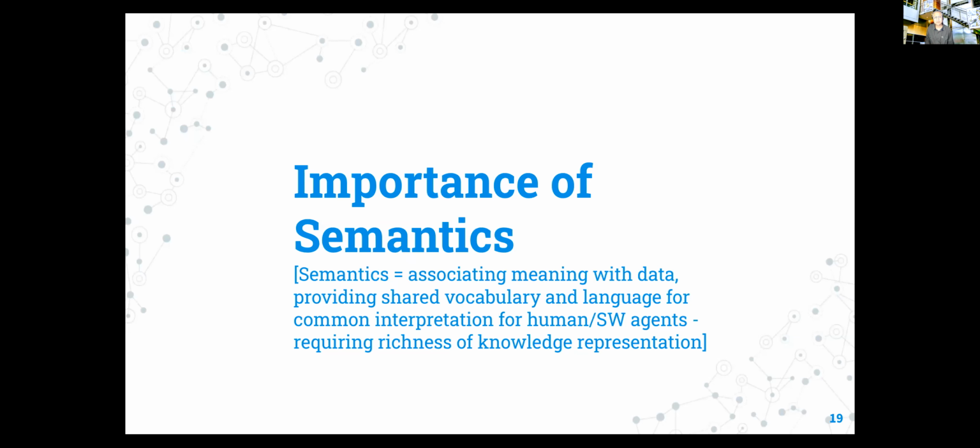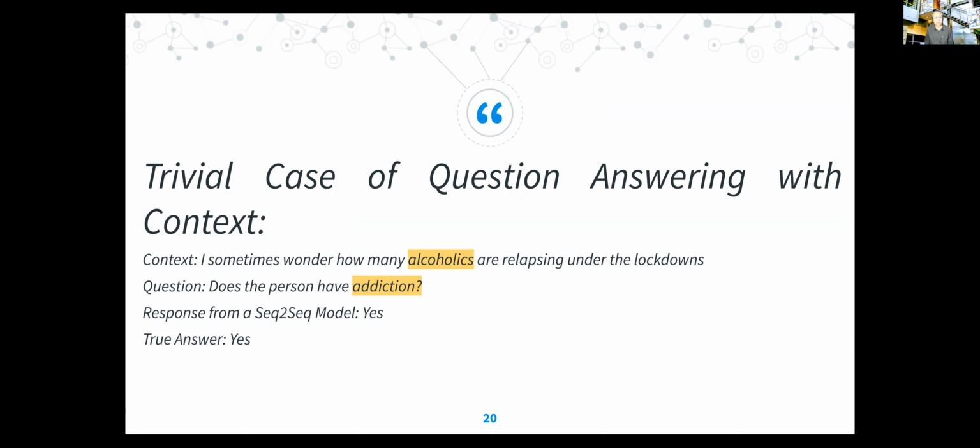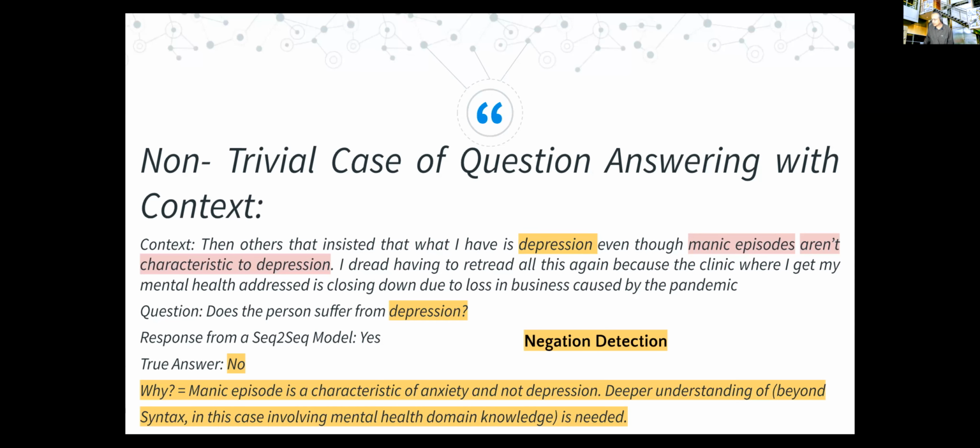Now let's look at semantics, association of meaning with data, and other things. This is a definition I used a long time ago, and many people have used it. Take a simple example of question answering, and the question is, does this person have addiction? The answer is yes, using a sequence to sequence model, and that happens to be correct. But you take this particular text now, and you ask, does this person suffer from depression? While the machine will give you yes, in reality the answer is no.